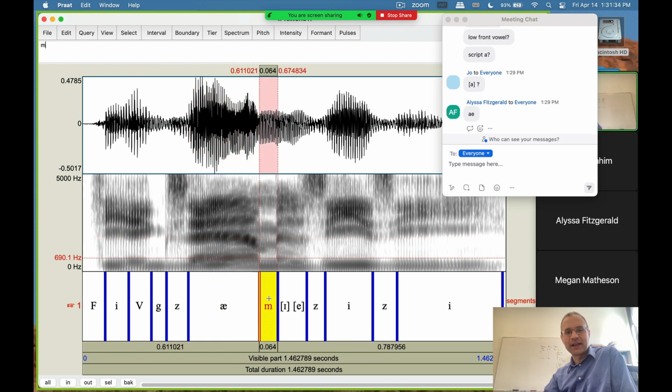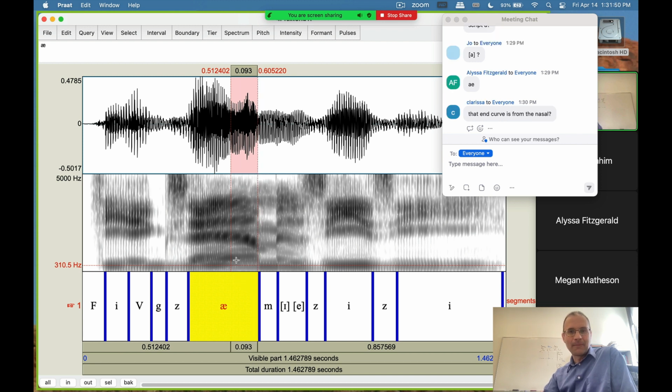This comes before a nasal consonant, and it becomes increasingly nasalized as I produce it. So this first bit is less nasalized. And then you can kind of hear it already, but this is more nasalized. You see that F1's faded out. This end curve is from the nasal stop. It's from the lips closing more than anything else. So this shows you that this is a bilabial stop coming up, basically.